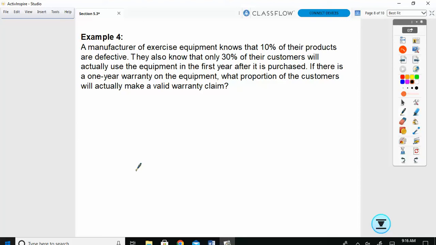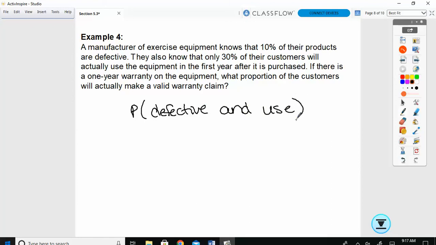It has to be defective, and they have to know it's defective, right? If they don't ever use their equipment, are they going to know there's something wrong with it? No. So in order to have a claim, we need to find the probability that it is defective and they actually use it.